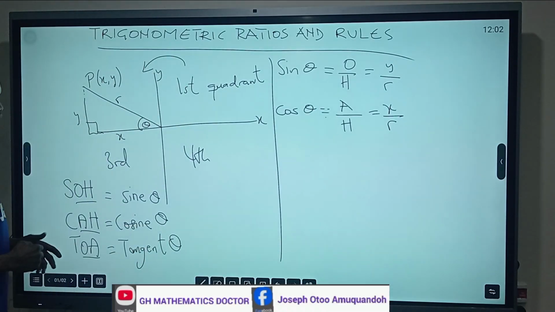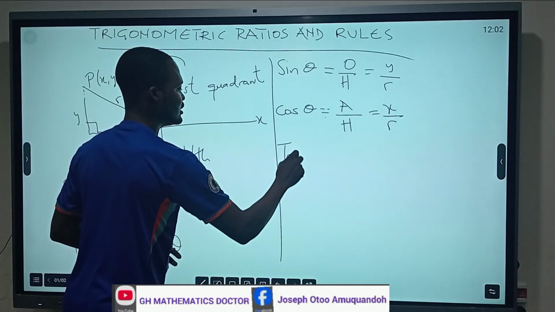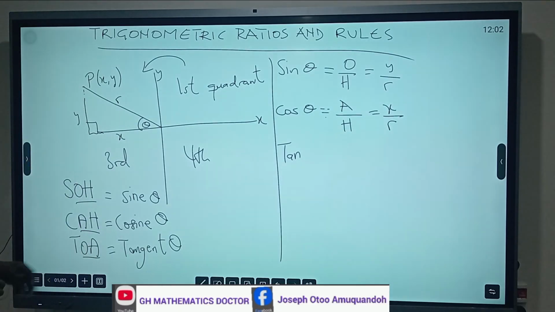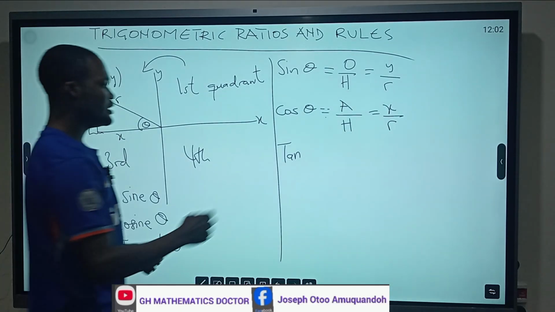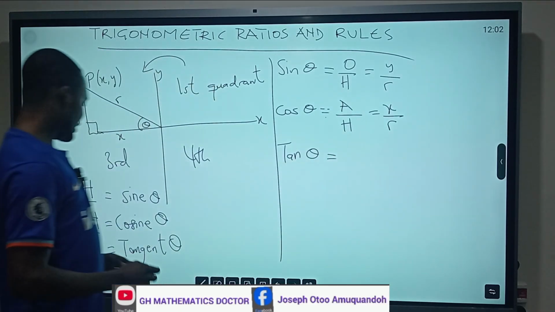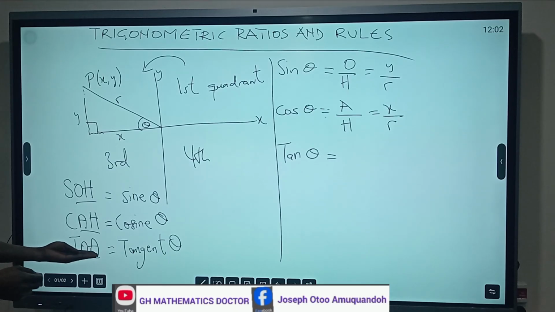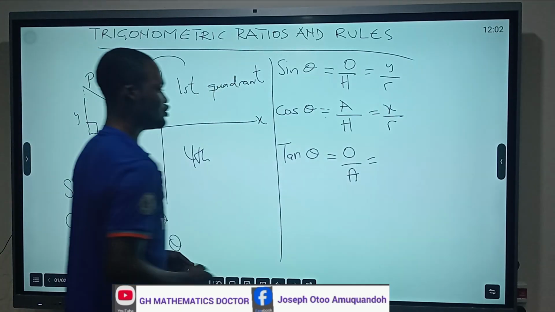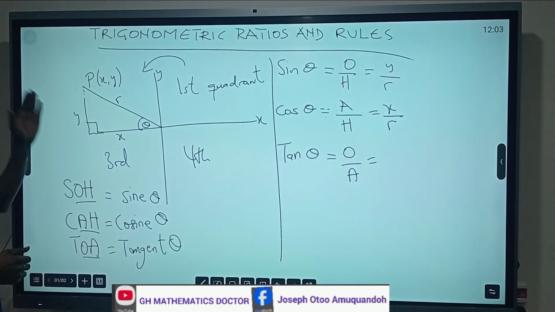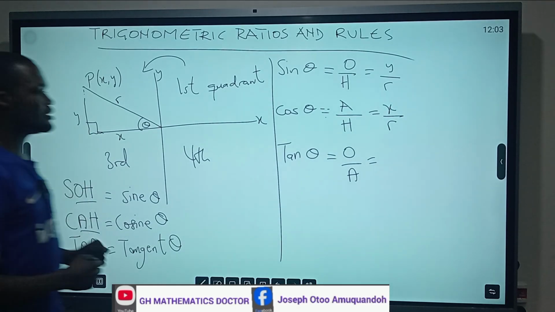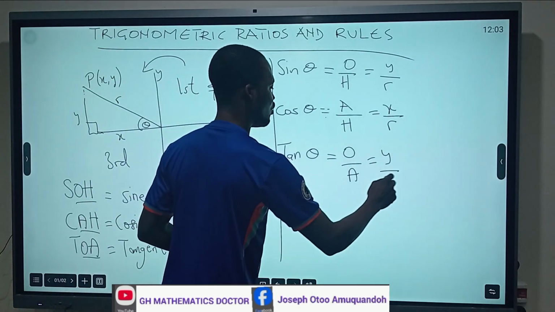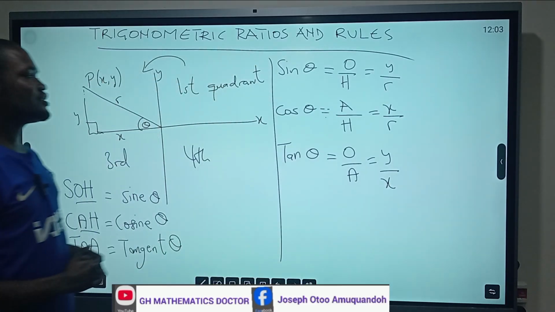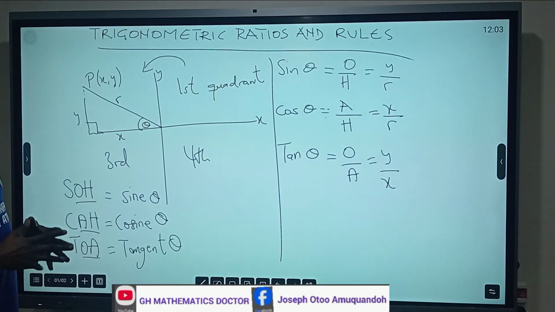So we have the next one, which is the tangent. And the tangent is shortened to be called tan theta. According to this, we have the ratio to be O over A, and O over A means opposite over adjacent. So opposite is y, and the adjacent is x. So we have y over x. These are the first 3 basic trigonometric ratios.